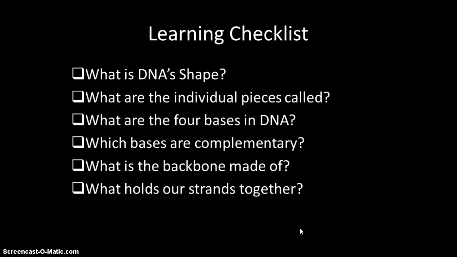Okay, here's our learning checklist. Let's go through and make sure you have these answers. If you don't know it, go back, rewatch the video, and try writing the information down again. DNA shape? That's right, it's the double helix. Number 2, what are the individual pieces called? If you said nucleotides, you were correct. The next question, what are the 4 bases in DNA? The answer is adenine, thymine, guanine, and cytosine.